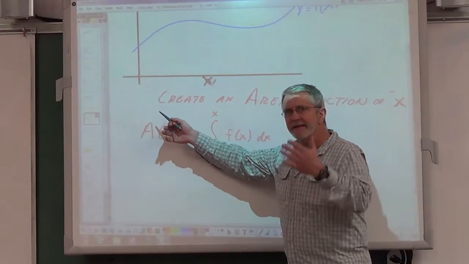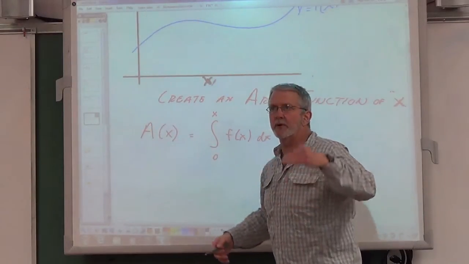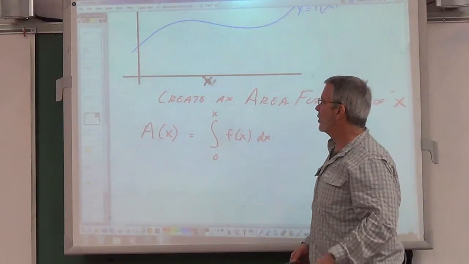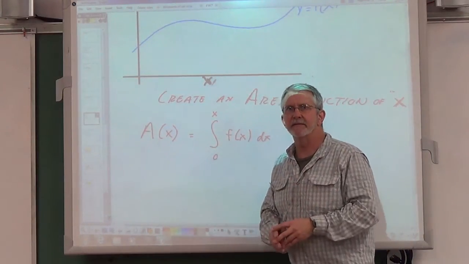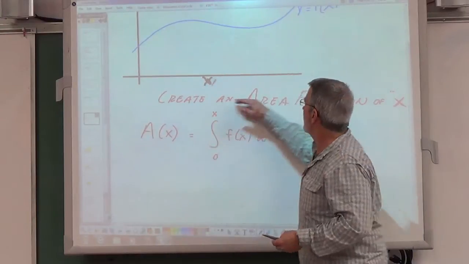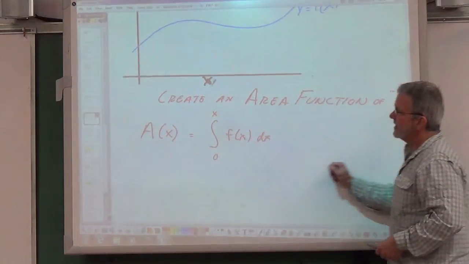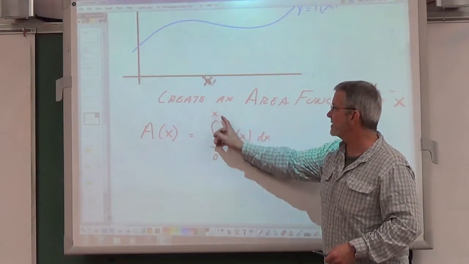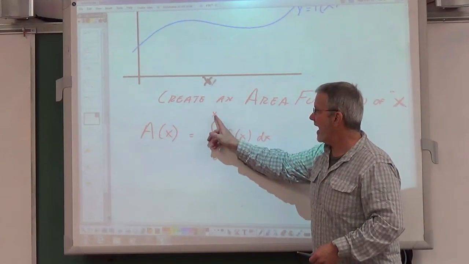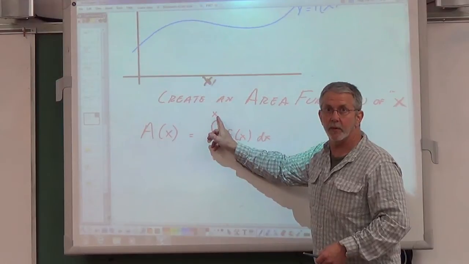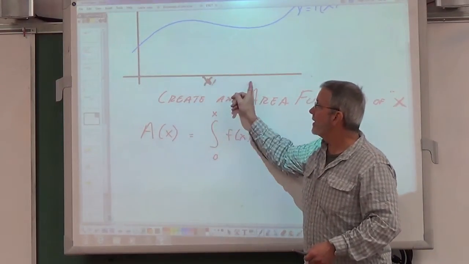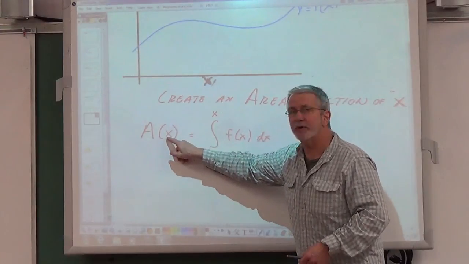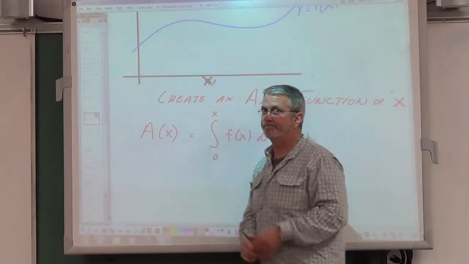So, I created this area function. Later on we're going to call it an accumulation function, a net change function, if you will. But right now, just for the sake of understanding, we're just going to call it an area function of x. And that area function is going to be the integral from 0 to x of f of x dx. And x is going to be our variable, the input of this function that changes.